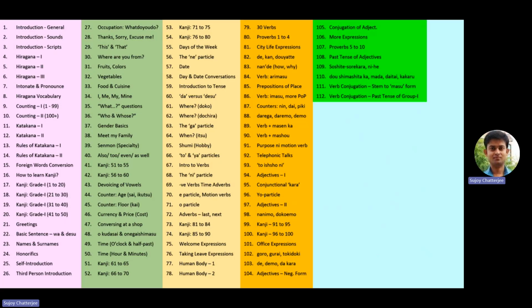So friends, that's all for today's lesson. I hope the lesson has been useful. In the previous lesson, lesson 111, we discussed the stem to masu form conversion. And in today's lesson, we talked about the past tense form of group 1 stem verbs. We shall continue this discussion in the next lesson as well.